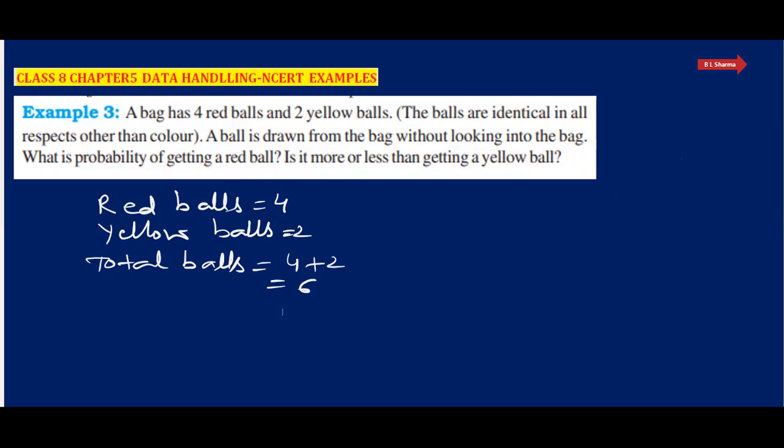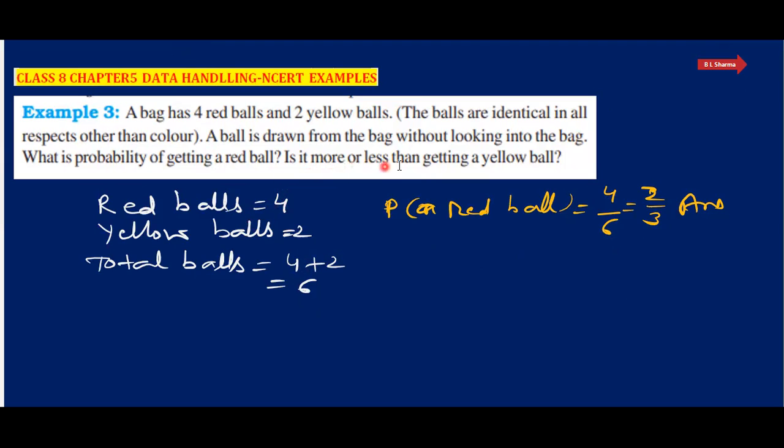So, probability of getting a red ball. P stands for probability. How many red balls are there? 4 out of 6. On cancellation, that is 2 upon 3. Answer: 4 red balls out of 6 balls. So getting a red ball, that is 4 by 6, means we can say 2 by 3, 2 twos are 4, 2 threes are 6. Answer.